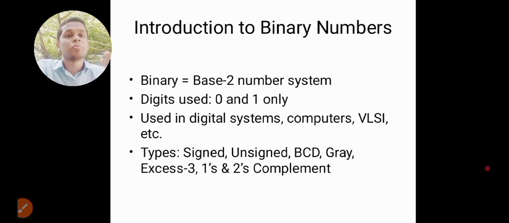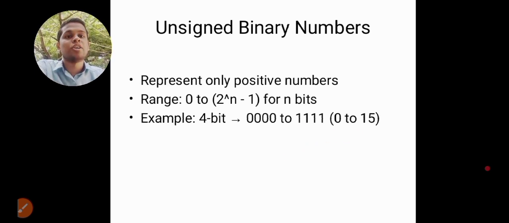Binary numbers are nothing but only zeros and ones. You already know that, so don't get confused. Let's skip to the next topic: types of binary numbers.